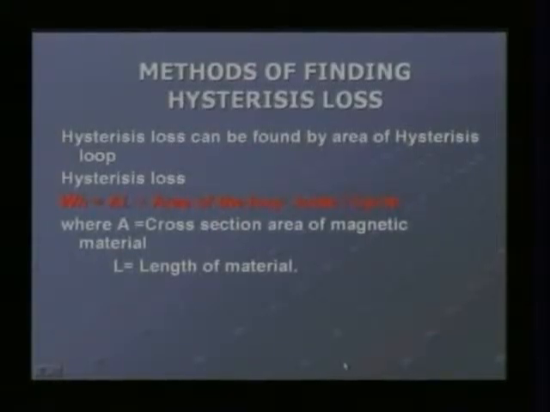This hysteresis loss can be found by two methods. The first method is that hysteresis loss can be found by area of hysteresis loop, and that is given by hysteresis loss WH is equal to AL multiplied with area of the loop, and its units are joules per cycle, where A is area of cross section of magnetic material, L is length of the iron core or magnetic material.